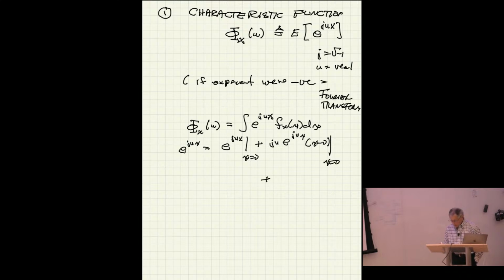Plus more terms: I get ju quantity squared times e to the jux, times x minus 0 squared. I'm just showing you what the Taylor series looks like, but the Taylor series puts that quantity a equal to 0, and then again at x equals 0, plus dot, dot, dot. Now, what does that give me?